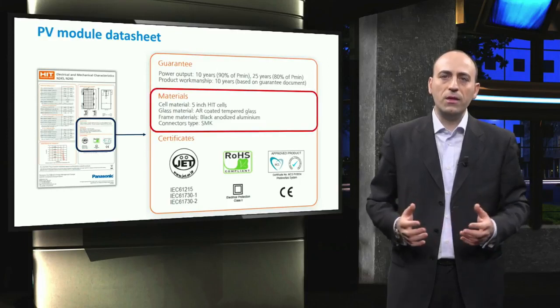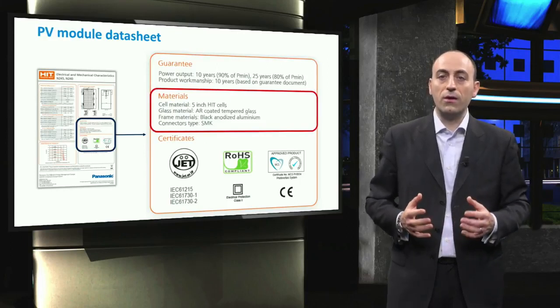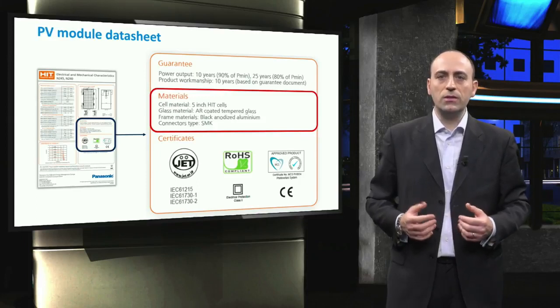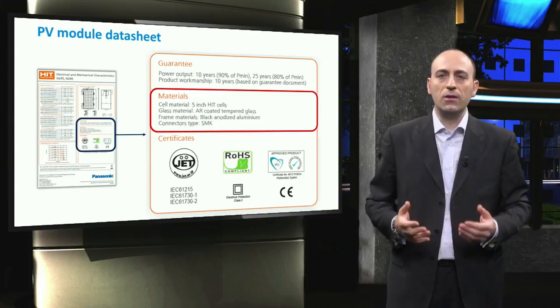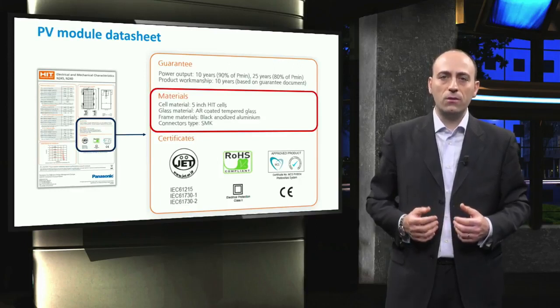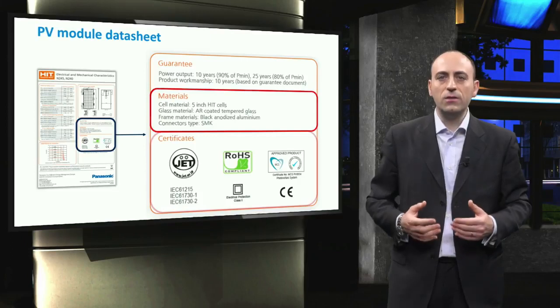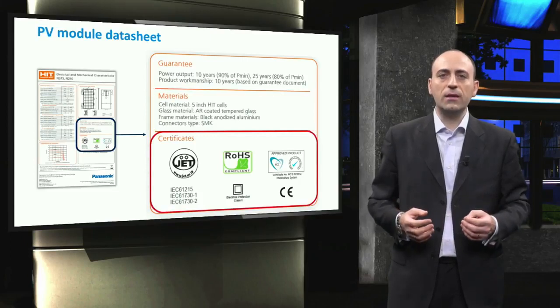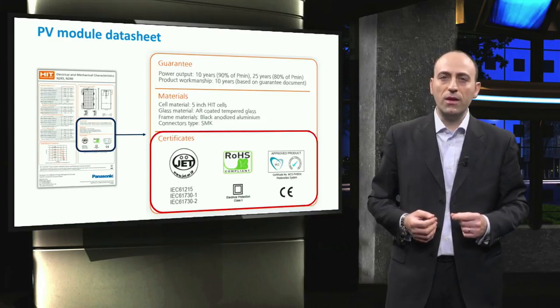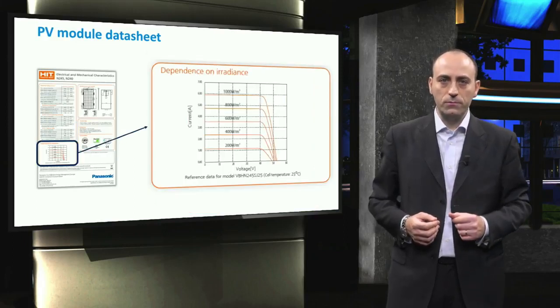Then, the various materials of which the module is composed are listed. These materials include the heterojunction with the intrinsic thin layer solar cells, the anti-reflection coated glass, the black anodized aluminum frame, and the connectors. Finally, the certificates are listed, indicating that the module is up to the standards. You will learn more about these certificates later in the course.